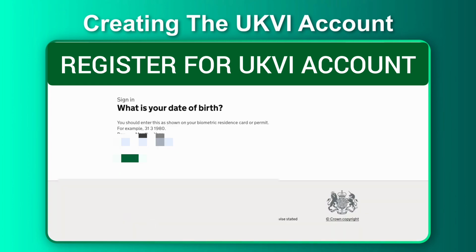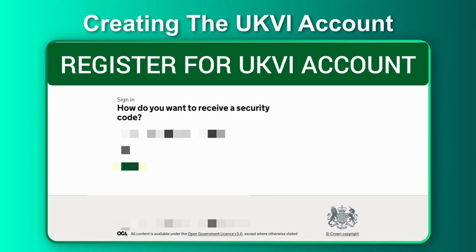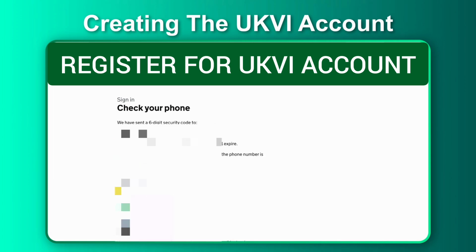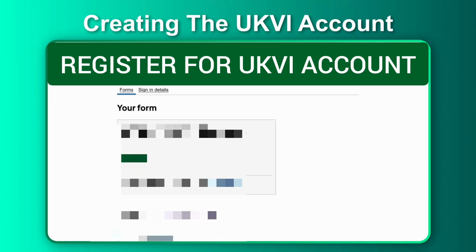And on the next page, you'll have to verify your email or phone number via security code. So basically, you'll be sent a message with a code and you have to verify with that code. Now with this, your account has been created. So the next step is to link your e-visa to your account.